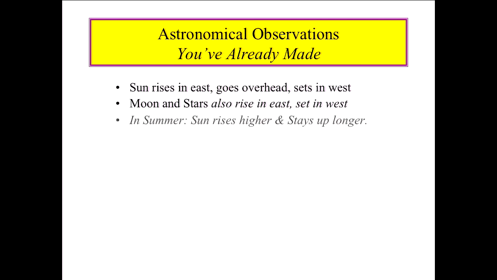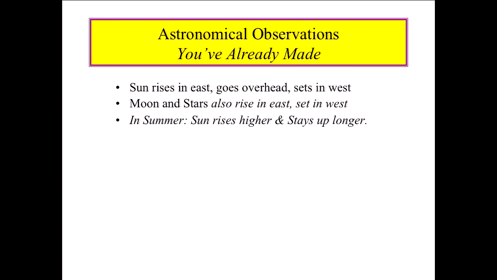We have to explain that. You've also made observations during the year. You know that in the summer, the sun rises higher in the sky, going nearly overhead, depending on your latitude, and the sun stays up longer during the summer months. No matter whether you lived your childhood in Perth or Croatia, south or north, it's still true that in the summer, the sun goes up higher, and it lasts longer during the daytime.